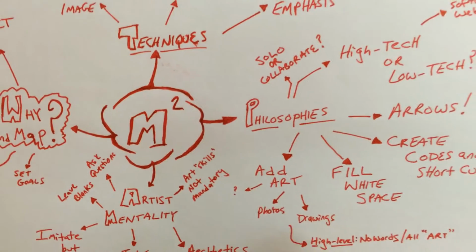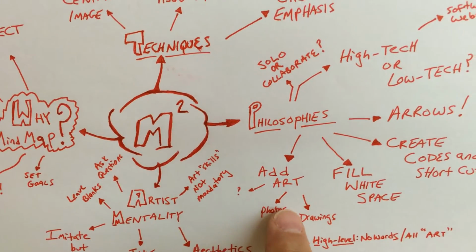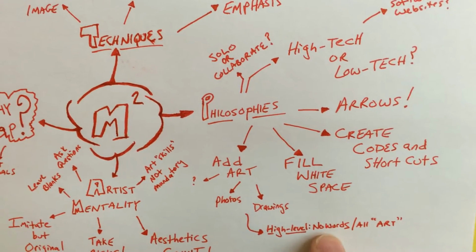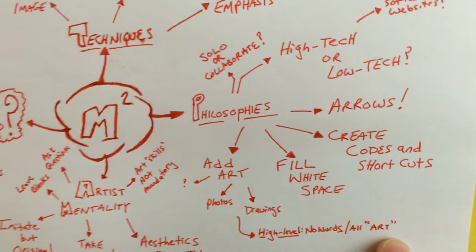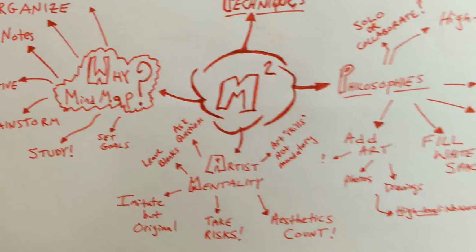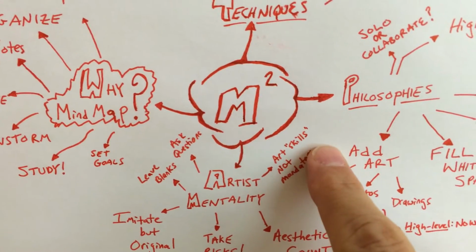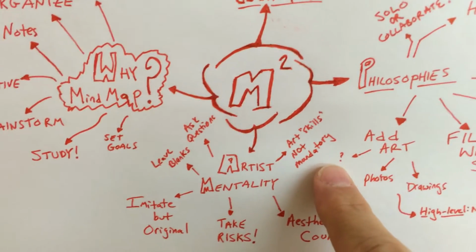Add art. You can add drawings, you can add photos, or any other kind of art. And a really high-level kind of mind map would have no words and be all arts. You want to have an artist mentality. That doesn't mean that you have art skills. Art skills aren't mandatory at all.